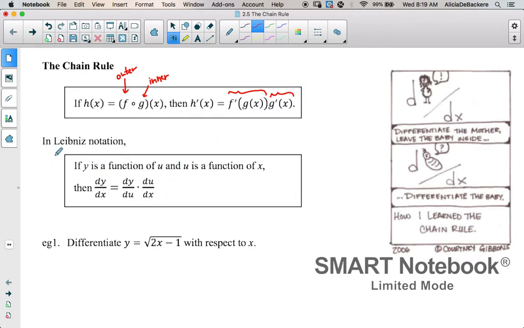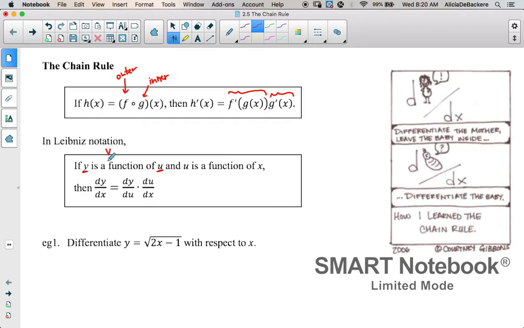All right, in Leibniz notation, and this is one where I am going to ask you to use Leibniz notation in your homework, as well as that it's probably going to show up on the test. If y is a function of u and u is a function of x, then I think this is actually a simpler way to find the chain rule. If I want to find the derivative of y in terms of x, but remember y was given to me as a function of u, but I want the derivative in terms of x, then what I do is I take the derivative in terms of u.